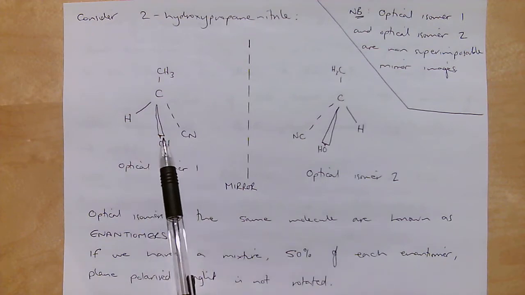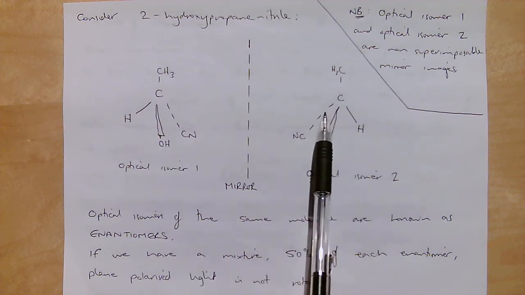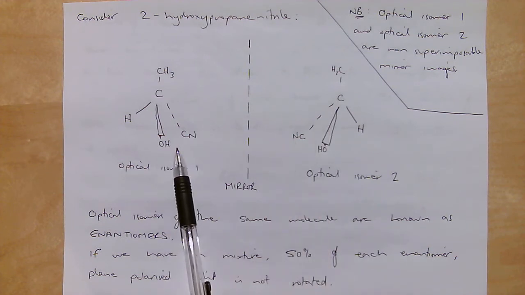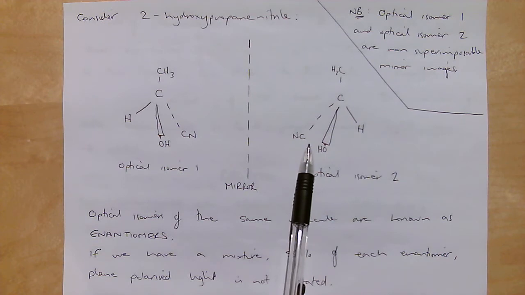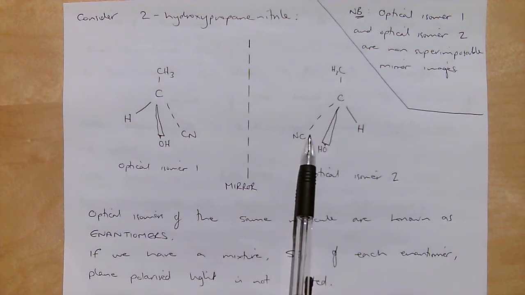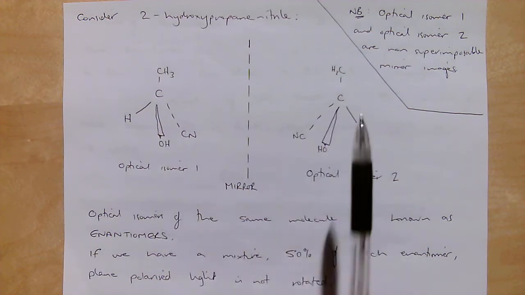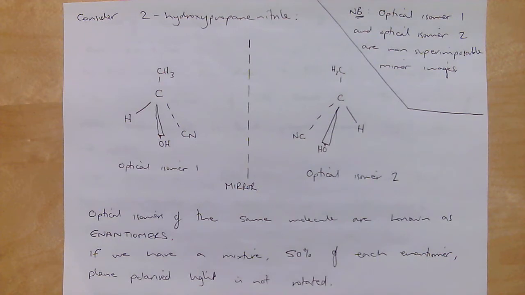So let's say this enantiomer rotated plane polarized light to the right, and this one rotated it to the left. What would happen if we had 50% of this enantiomer in a mixture and 50% of that enantiomer? Surely if that one's trying to rotate it to the right and that one's trying to rotate it to the left by exactly the same amount, then they will cancel each other out, and that's exactly what happens when you have 50% of both enantiomers. Then the plane polarized light is not rotated. So when we've got 50% of both enantiomers in a mixture, the plane polarized light is not rotated.